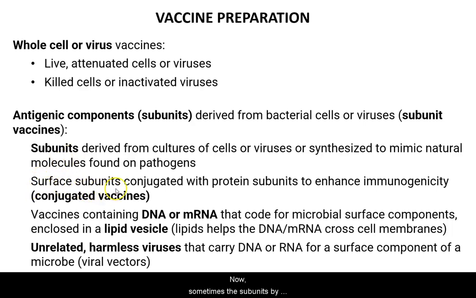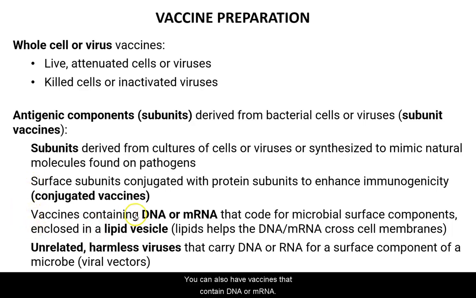Now, sometimes the subunits by themselves are not very immunogenic. That is, they don't really elicit a very strong immune response. So they'll take the subunit and they'll complex it with bigger proteins, and that is going to make it more visible to the immune system. These are called conjugated vaccines. So if you've ever heard the term conjugated vaccine, it's a type of subunit vaccine.